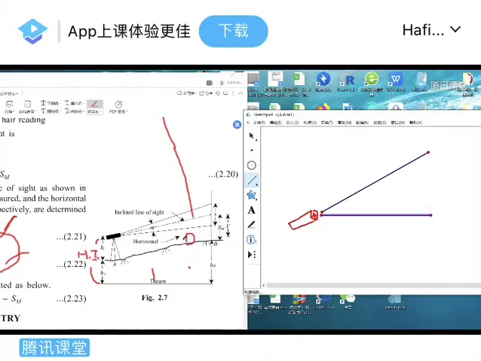All right. So that's one. Second one. This bar, you can treat this one as your subtense bar.